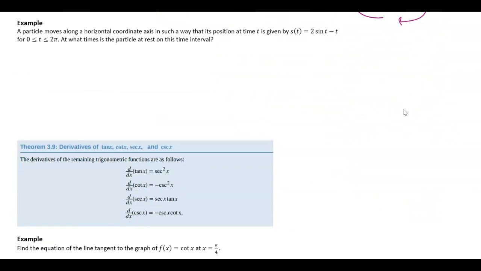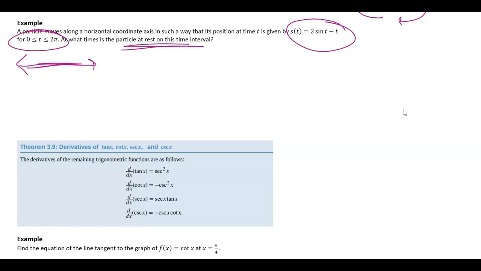So let's say we're talking about a particle. It's moving across a horizontal axis. Okay, and here's our position equation. And I'm just looking at this time interval. When is the particle at rest? So that we know that means that velocity is 0. We first need to find our velocity equation. So let's take the derivative of position. That's going to be 2 cosine t minus, and the derivative of t is 1.